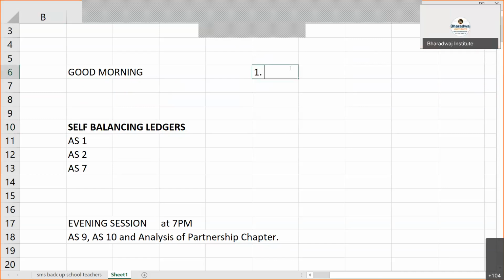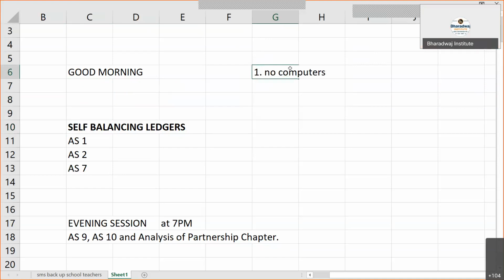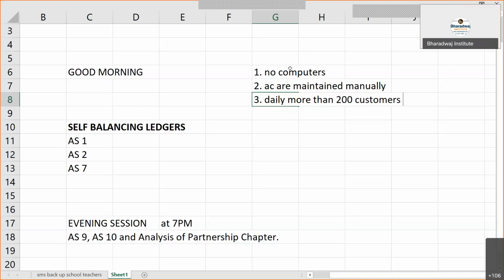Case: accounts are maintained manually. Okay, daily more than 200 customers, just an example I'm telling. It can be 2,000 customers also are buying on credit, and they pay in different installments. They can pay it in 10 days, 15 days, 2 or 3 times they may take and pay.